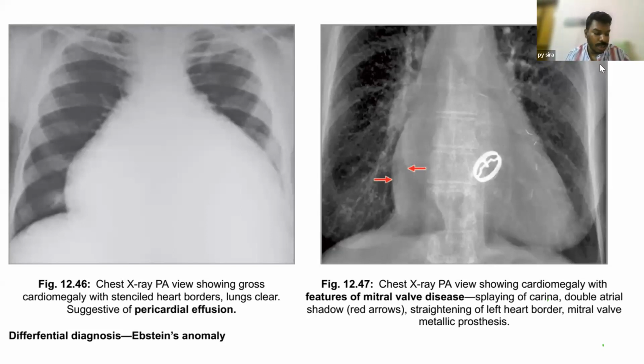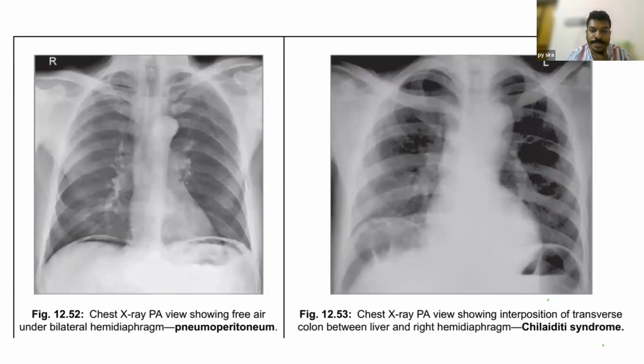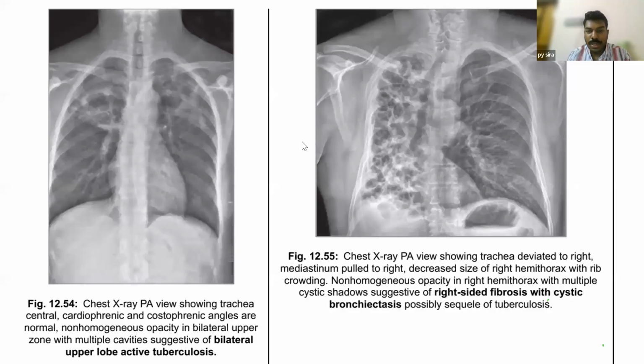So whenever you have a case like this, in Epstein's anomaly, usually you will get a box-shaped heart. Okay, the heart will be a little box-shaped. But here you can get a stenciled border, a thickened border, black border. That is going to be seen in patients with pericardial effusion. Okay, that will differentiate. So these are a few X-rays which are important for you to understand.